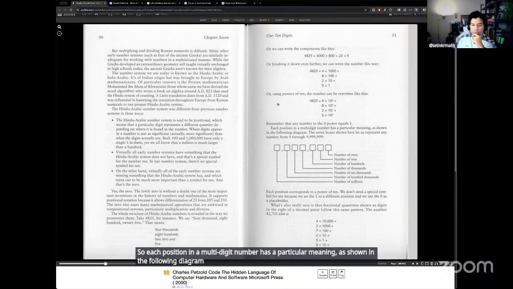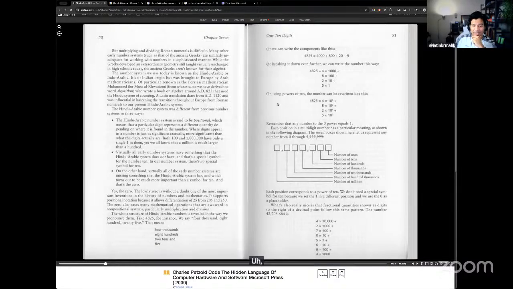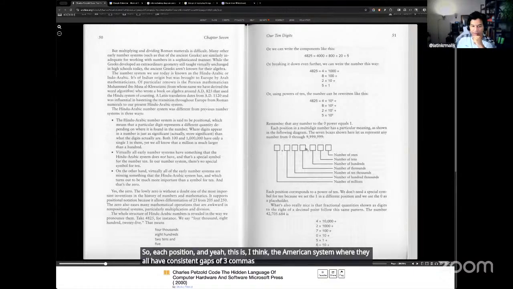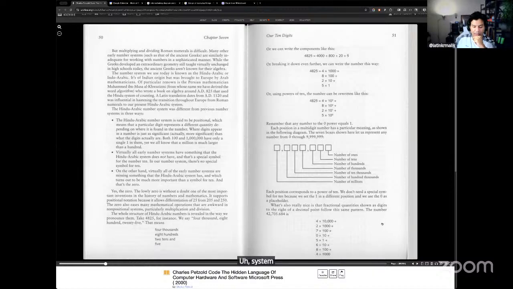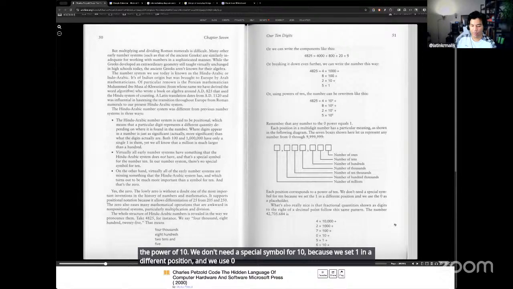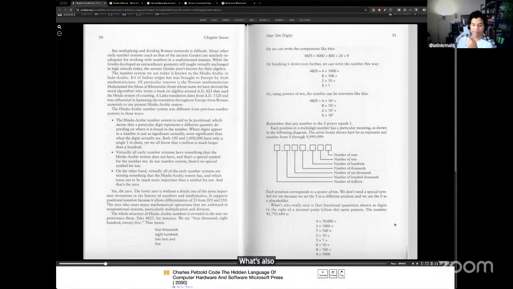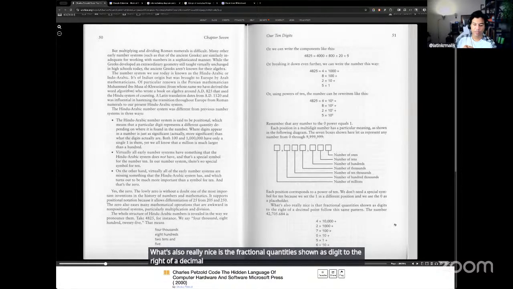The 7 boxes shown here let us represent any number from 0 through 9,999,999. So each position, and yeah, this is I think the American system where they all have consistent gaps of 3 commas. In India, we have a 3-2-2 system. Each position corresponds to the power of 10. We don't need a special symbol for 10 because we set 1 in a different position and we use 0 as a placeholder. What's also really nice is the fractional quantities shown as digit to the right of a decimal point follows the same pattern.